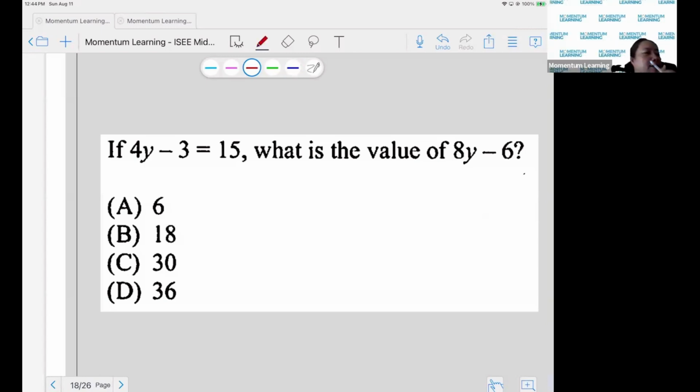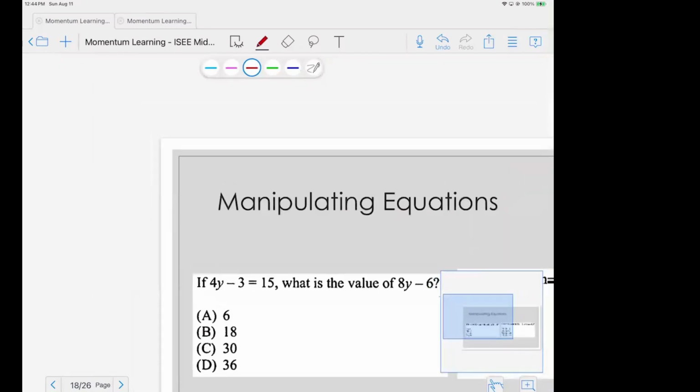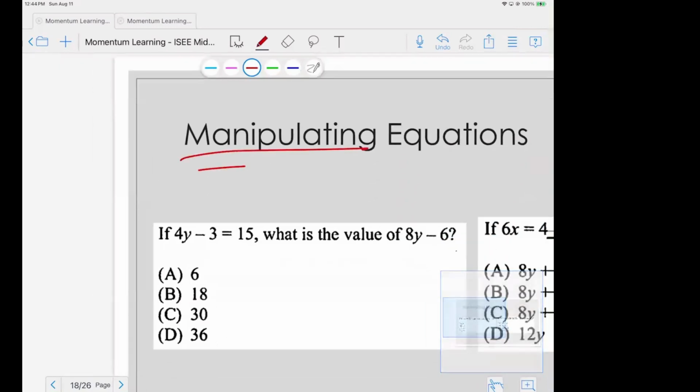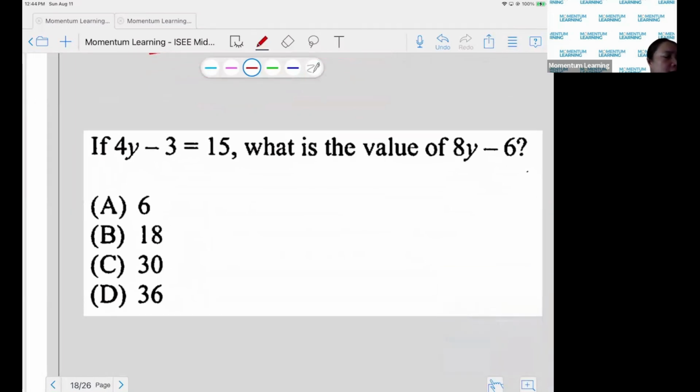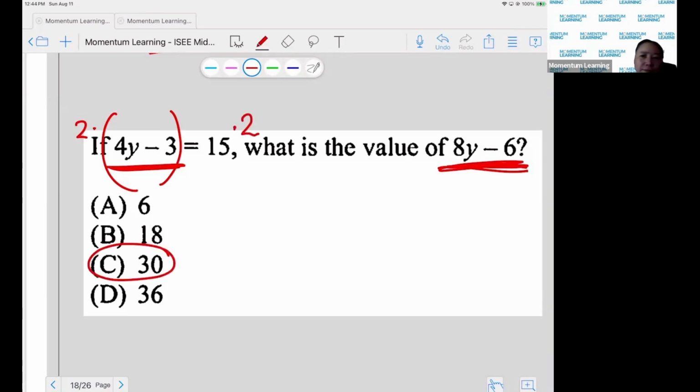Okay, so here we have a shortcut. I know how to do it. That's why this is called manipulating. So you don't have to go through plus the 3 and then divide by the 4. What do you observe? 4y minus 3, 8y minus 6. This is doubled. So you multiply by 2, you get 8y minus 6. Then of course you multiply the 2, that's your answer, 30.